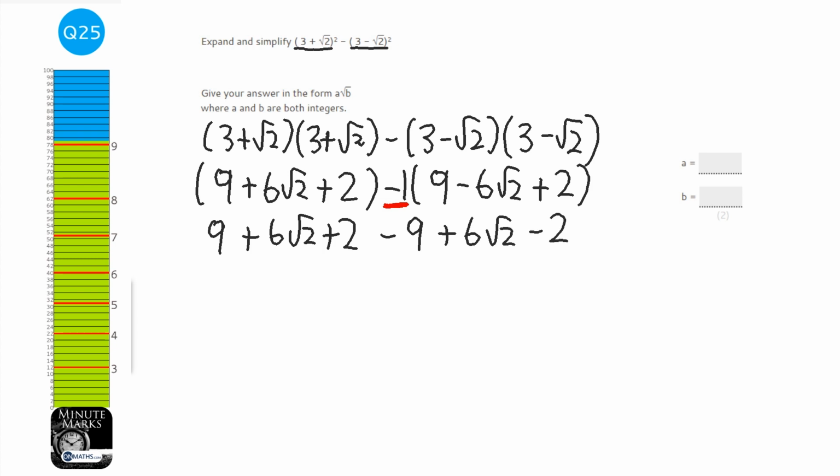That means that we can cancel out the 9s there. We can cancel out the 2s there. And all we're really collecting here are the roots. So 6 root 2 plus 6 root 2 is 12 root 2. Now it says it wants it in the form a root b. So a is the number outside the surd, which is 12, and b is the number inside the surd, which is 2.